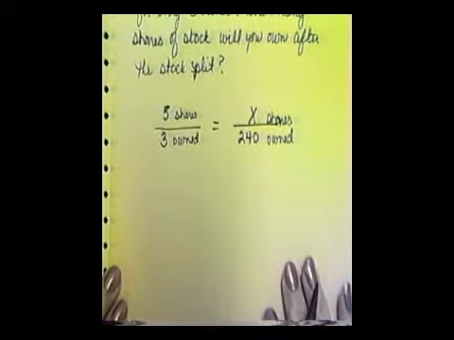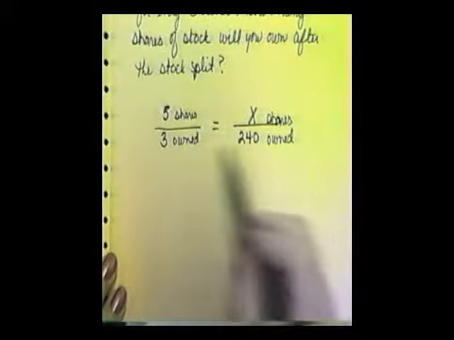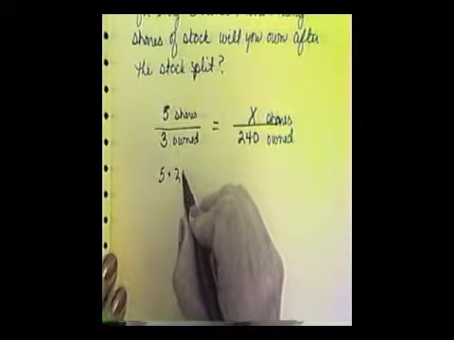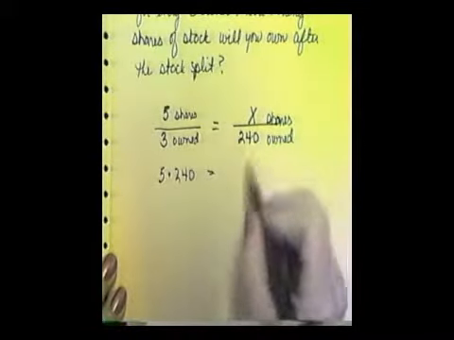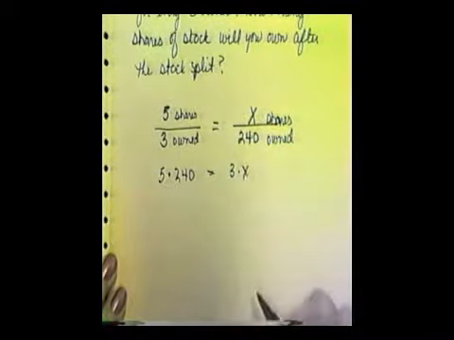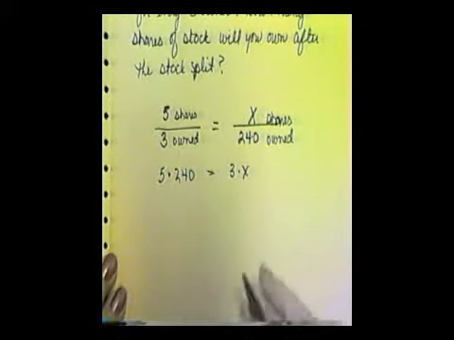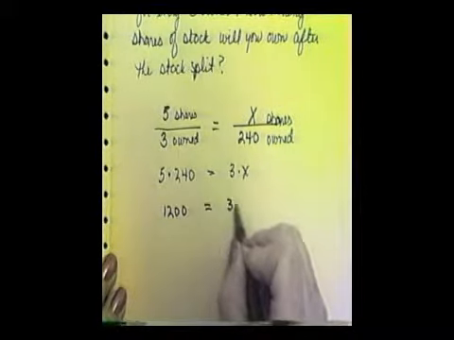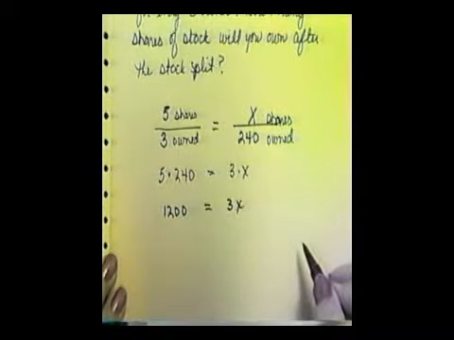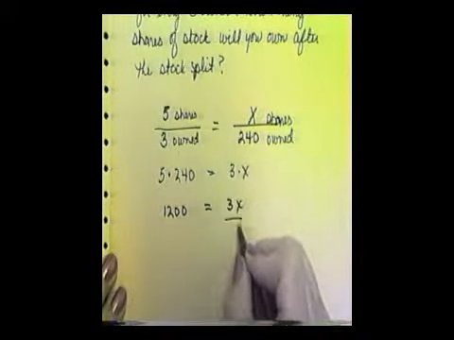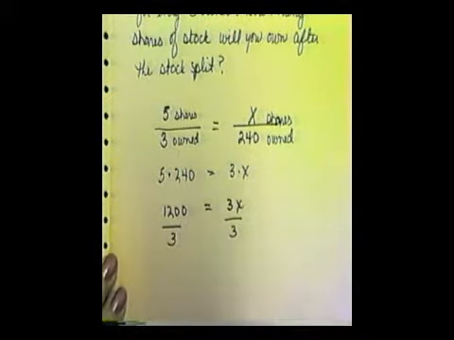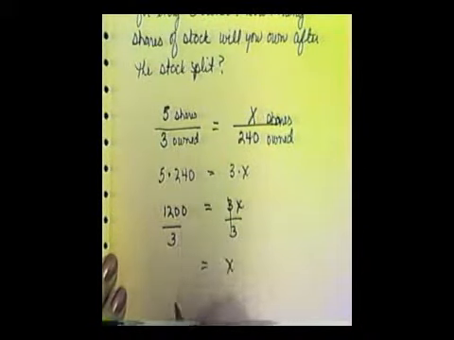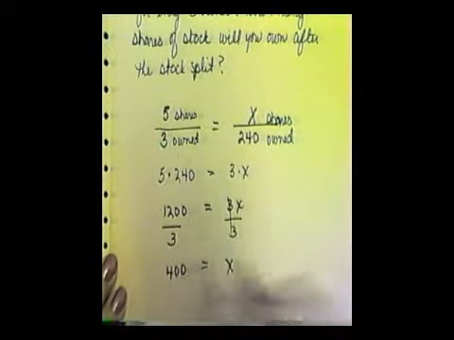Now we've got to solve this proportion. So we want to cross multiply. The product of the extremes is 5 times 240. The product of the means is 3 times x. Now 5 times 240 is 1200. To solve this equation, we need to divide both sides by 3. And x turns out to be 3 into 1200, which is 400.